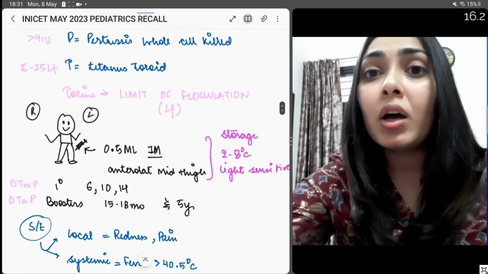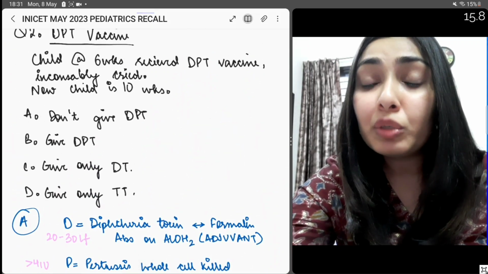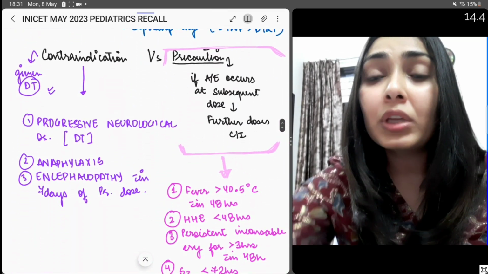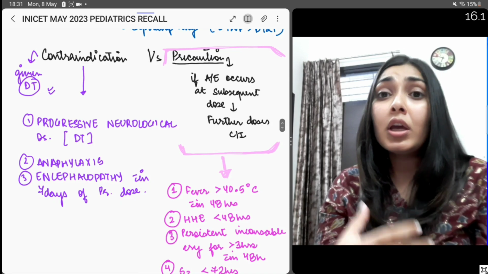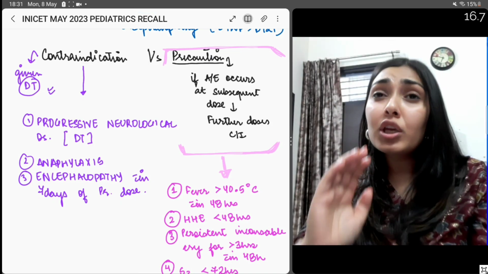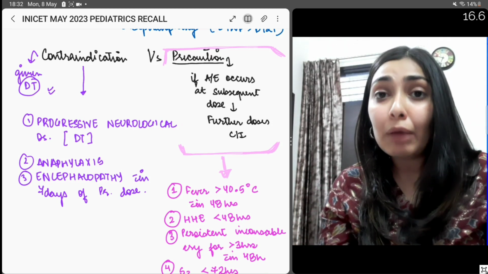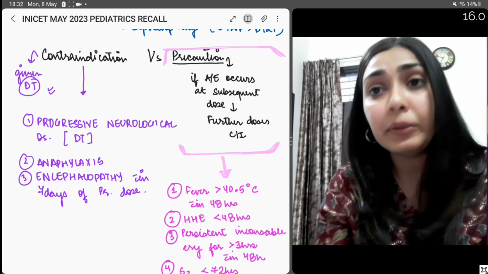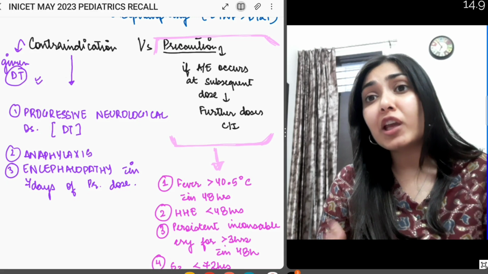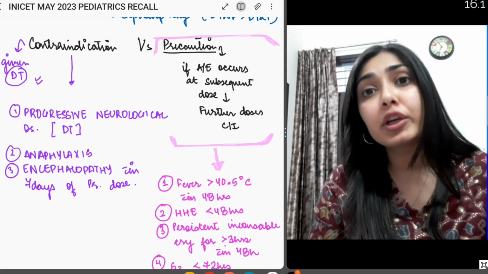Now the question was basically about knowing when not to give DPT and when to give. So you need to understand, in case of DPT, there is something known as contraindication and something known as precaution. What do you mean by contraindication? Contraindication means you don't give DPT then. If such conditions happen, you don't give DPT, you give DT. But what do you mean by precaution?